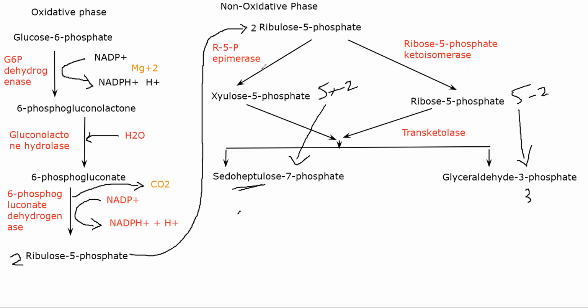I'll repeat once again. I'll take 2 molecules of ribulose 5-phosphate and I subject them to two different enzymes. One is ribulose 5-phosphate epimerase. This is ribulose, okay? This is ribose 5-phosphate ketoisomerase. I will get two different products. Both are 5 carbons initially, right? Xylulose 5-phosphate and ribose 5-phosphate.